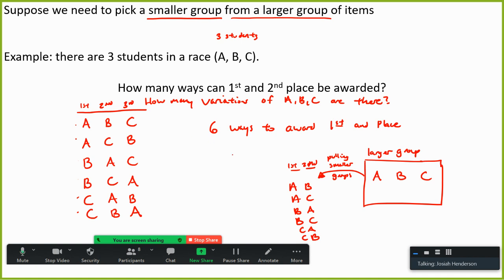Because it's different if, for instance, here, this entry, A comes first, then B, and then below it, we've got B coming first, then A. Notice that both of those entries I pointed at, they each have the same elements. They each have A and they each have B, but the order matters because one's first place, one is second.